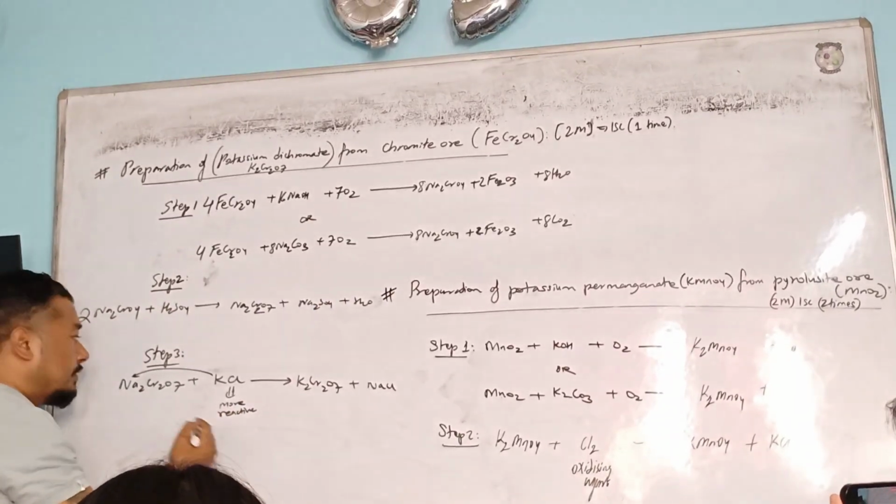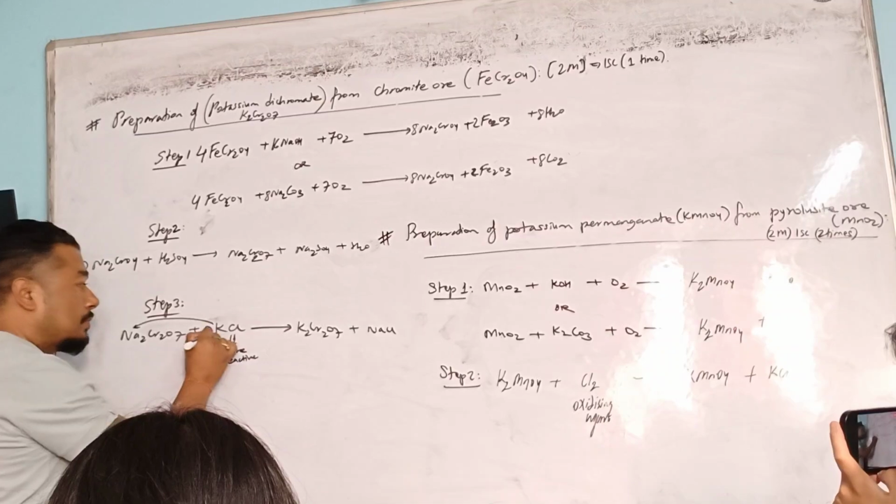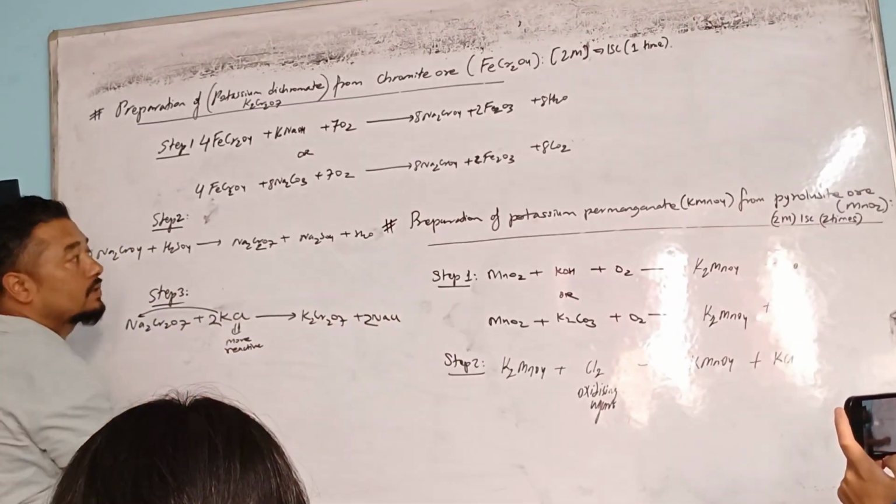In this, when you balance it, you can start with sodium, potassium again. So I'll start with potassium, 2, sodium, 2 chlorine, 7 oxygen balanced.